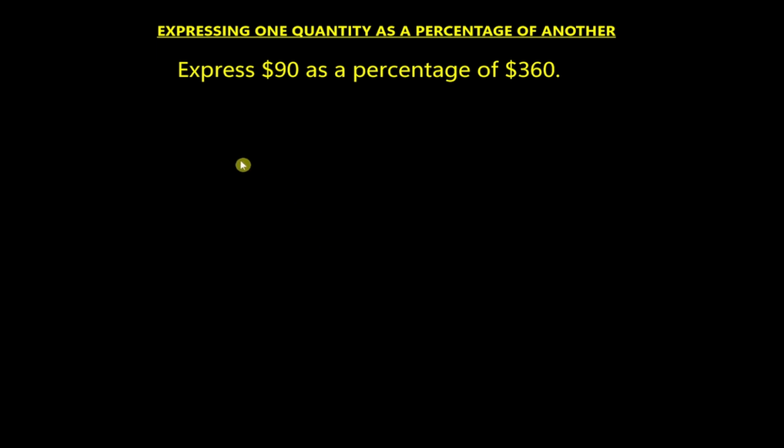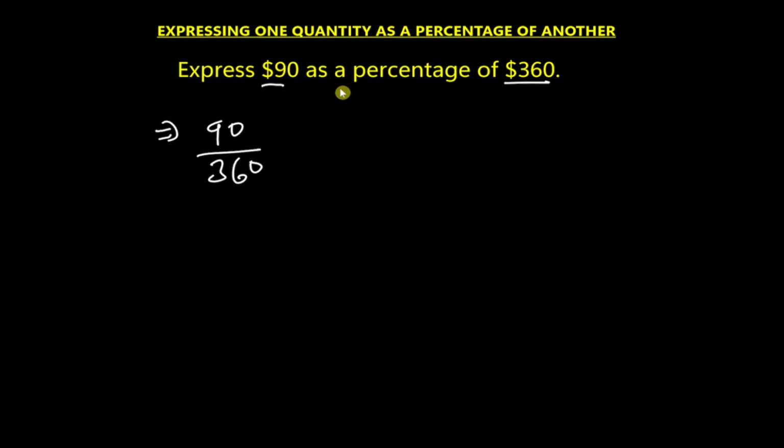Let's consider this question. Express $90 as a percentage of $360. Now the first thing is that let's express the $90 and then the $360 in fraction. So you have 90 over 360. Now when you are solving, you can ignore the dollar sign and then in our final answer we can bring it back. 90 over 360. So we have expressed the 90 and then the 360 in fraction.